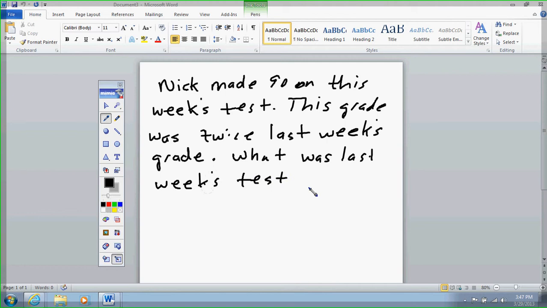Now, some of you may be thinking, well, that's easy. But let's work at how we would write this equation. You might need to know how to write the equation. So, Nick made a 90 on this week's test grade. This was twice last week's test grade. And what was last week's test grade? Well, here's how it would work. If he made a 90 this week, and that grade was twice last week's, well, what are we looking for? We're looking for last week's.